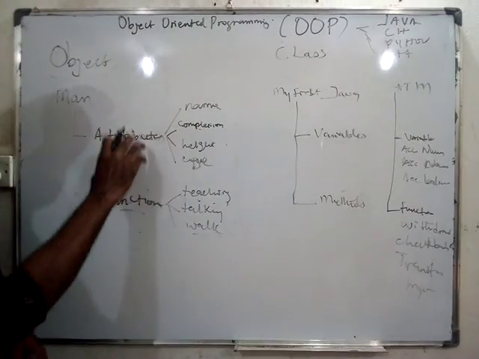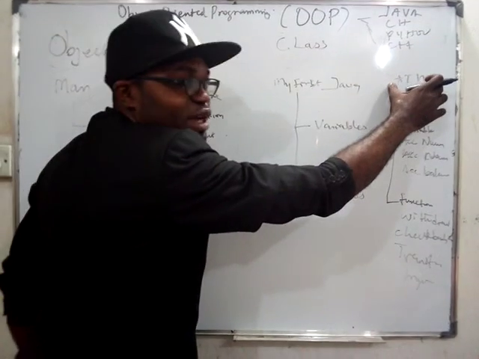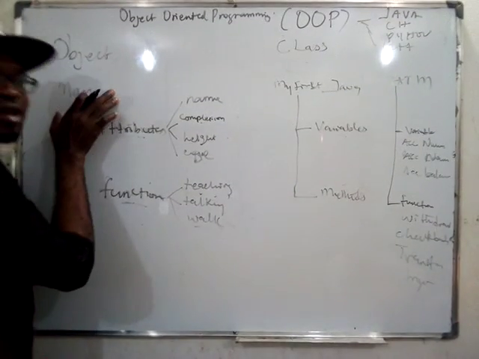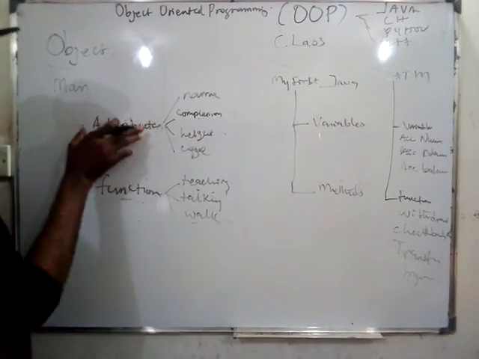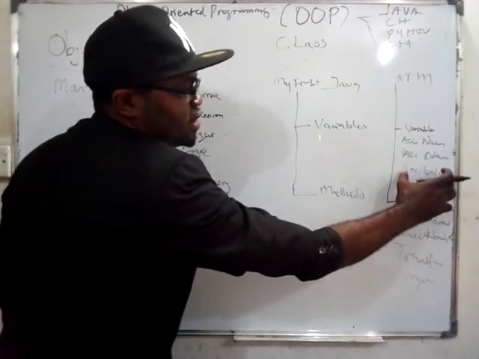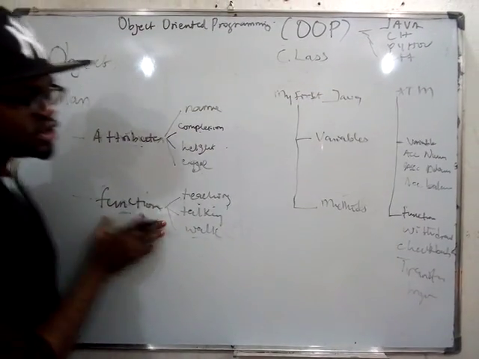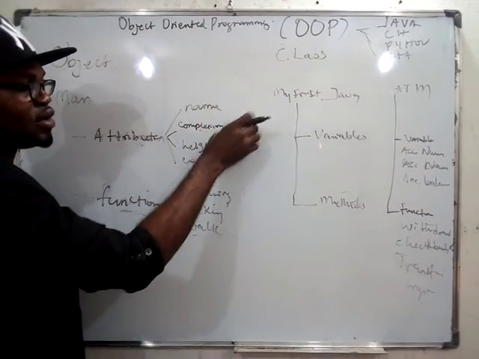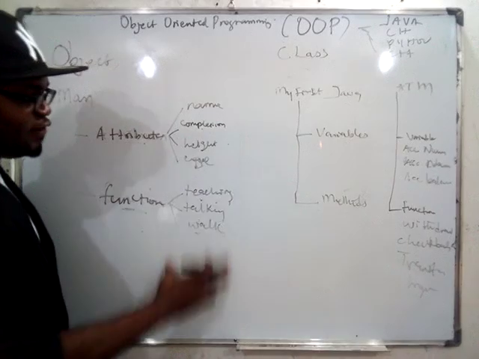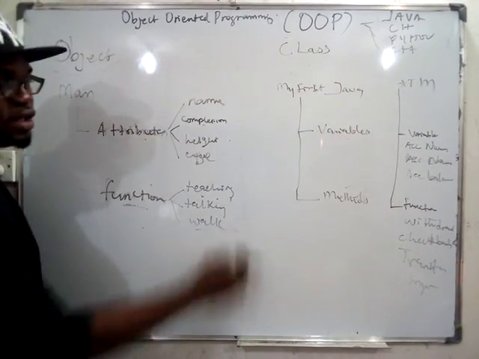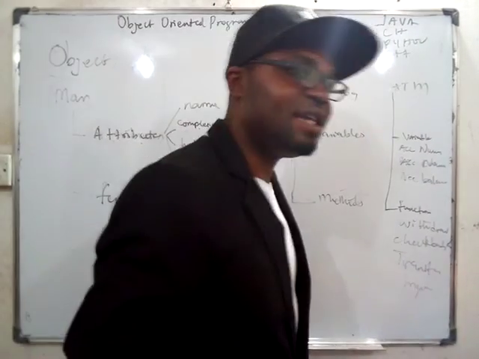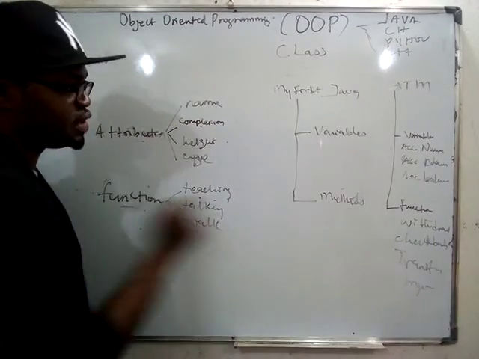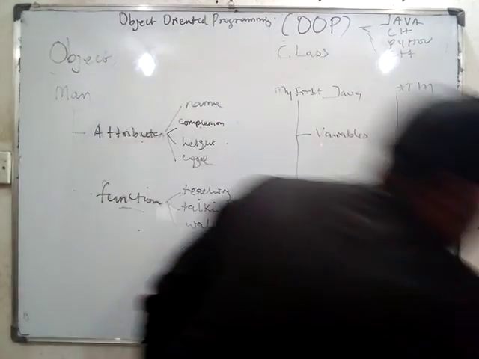Those are the attributes. So you see that when you're writing software for an ATM, you're seeing the ATM as an object, and every object must have attributes and functions. Just like a normal human being, we have attributes like name, complexion, height, age, and perform functions like teaching, talking, and walking. In Java, you call attributes variables and you call functions methods.